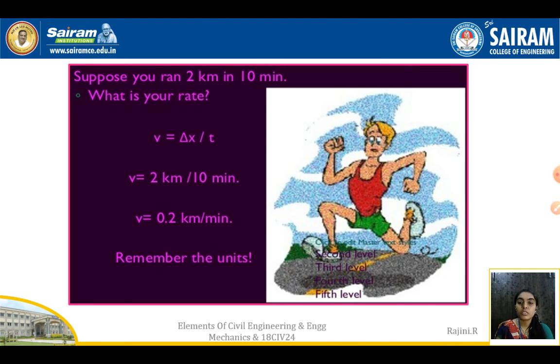Okay, suppose we take an example. Suppose you ran 2 kilometers in 10 minutes. What will be the rate? So here I am taking the distance as 2 kilometers divided by time as 10 minutes. So it will be 0.2 kilometer per minute. Here we are taking time as minutes, so that's why I'm mentioning minute.